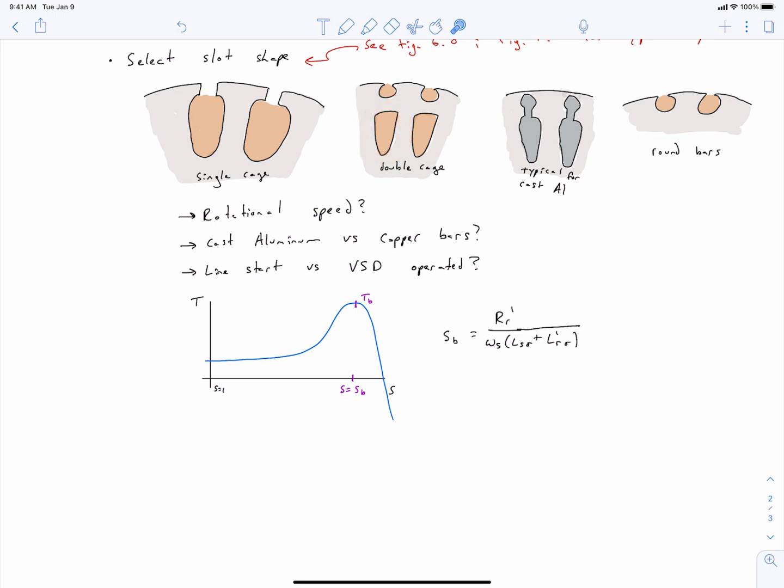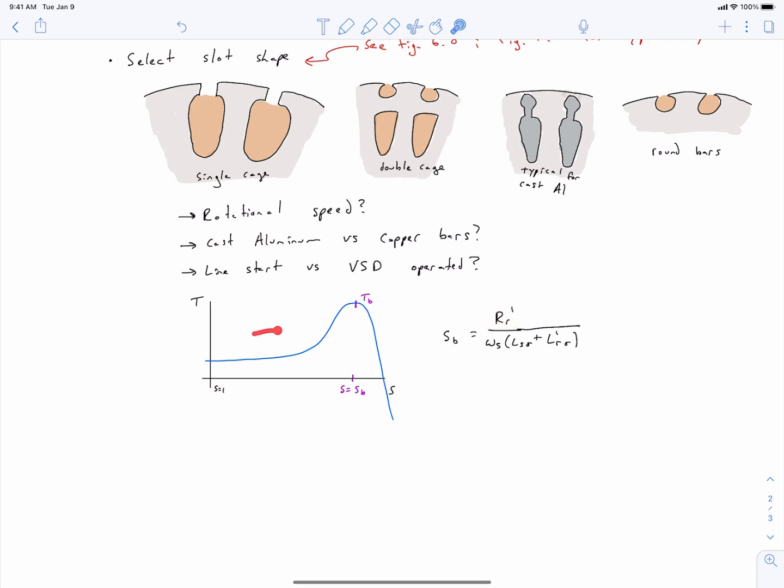And so at zero speed, this is going to have a high impedance because of the leakage inductance, and so we're not going to get much current to flow in this bar. All of our current is going to take this outer bar. The outer bar is smaller, so it has a higher resistance, and therefore we have a larger R_R prime value. We have a larger rotor resistance as seen by the stator, and we get a boost in torque.